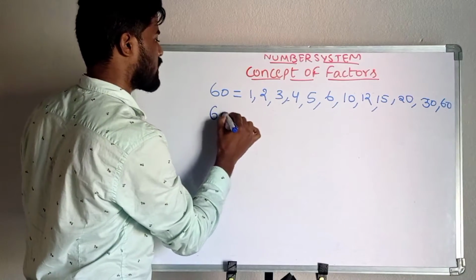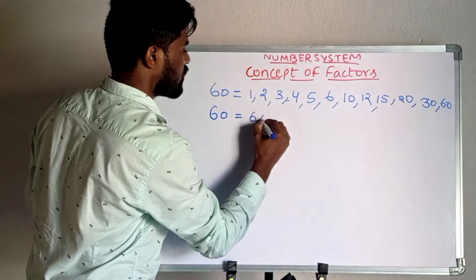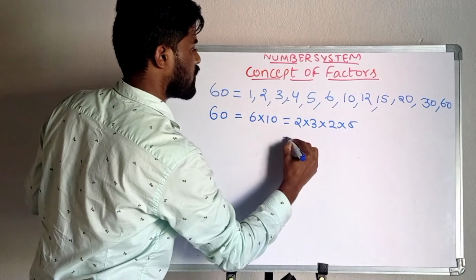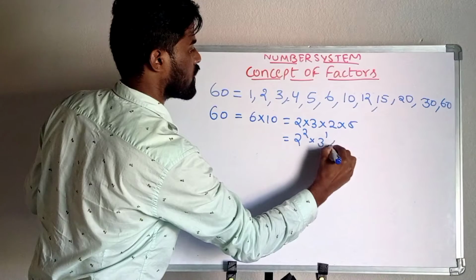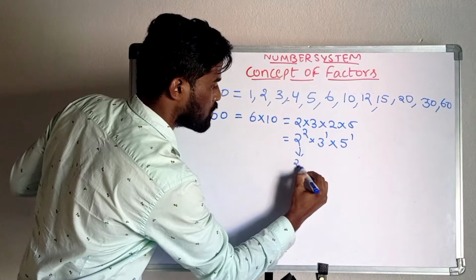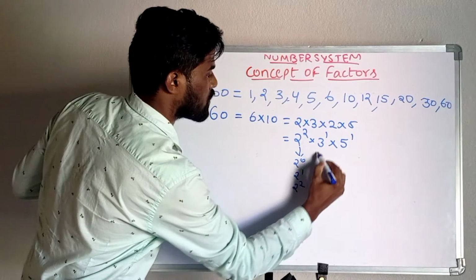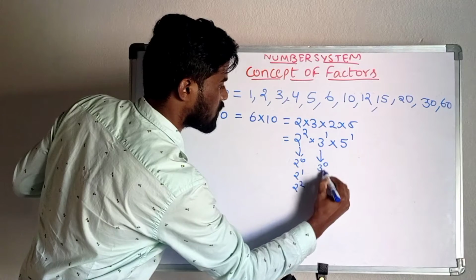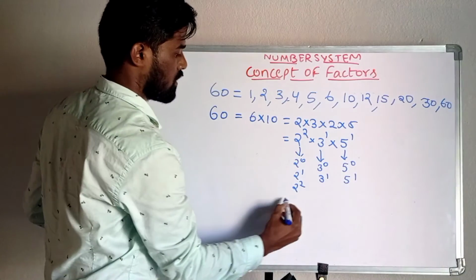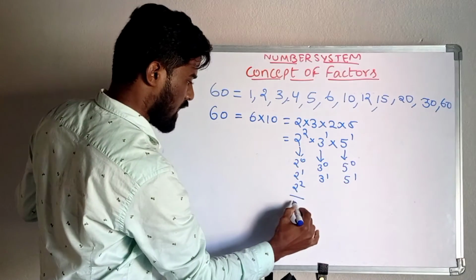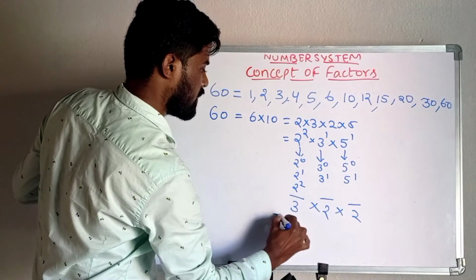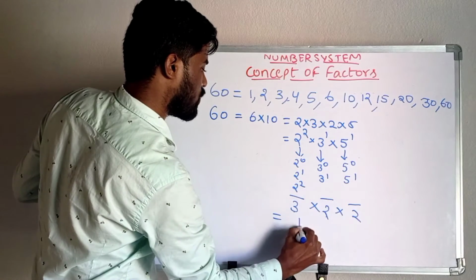We write 60 as a product of prime numbers: 6 into 10, which will become 2 into 3 into 2 into 5, that is 2 power 2 into 3 power 1 into 5 power 1. Now the factors of 2 square are 2 power 0, 2 power 1, 2 power 2, whereas the factors of 3 power 1 are 3 power 0, 3 power 1. Factors of 5 power 1 are 5 power 0, 5 power 1. Now to find the number of factors, add this: 3, 2, 2, multiply. 3 into 2, 6, 6 into 2, 12.